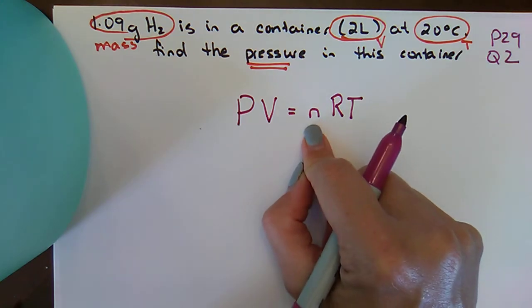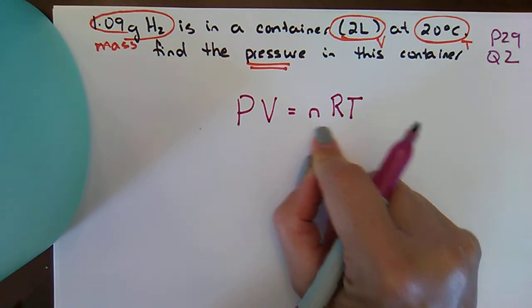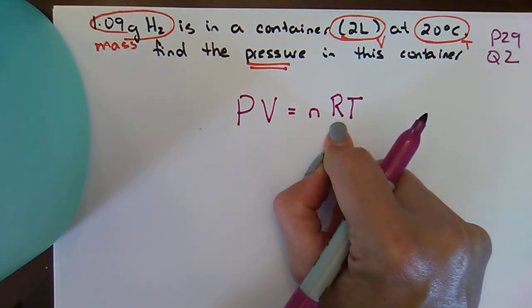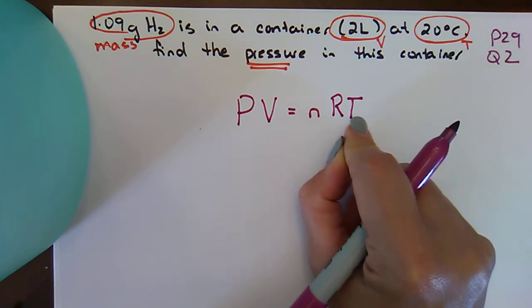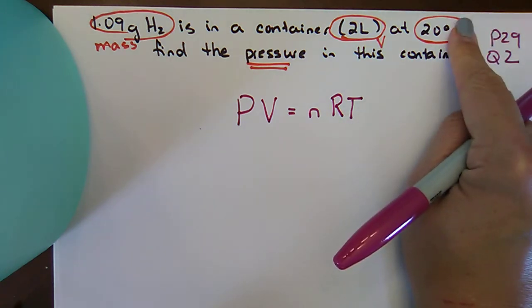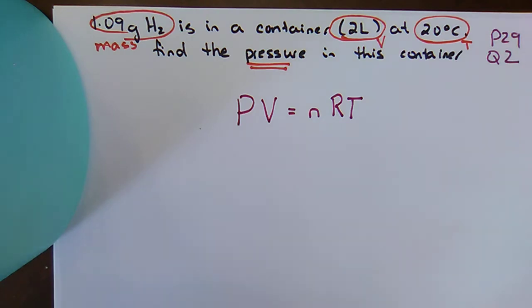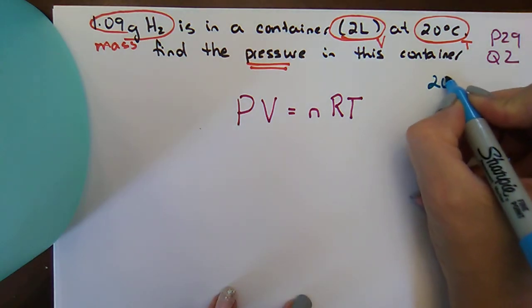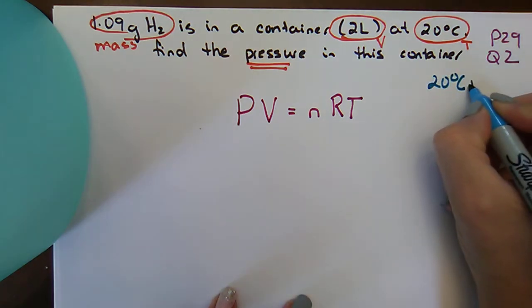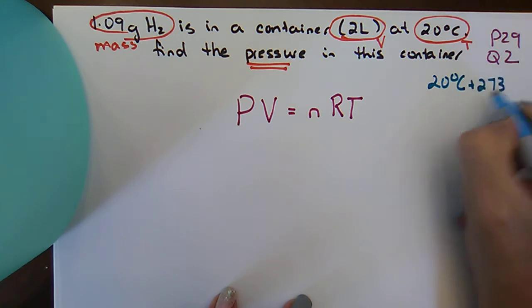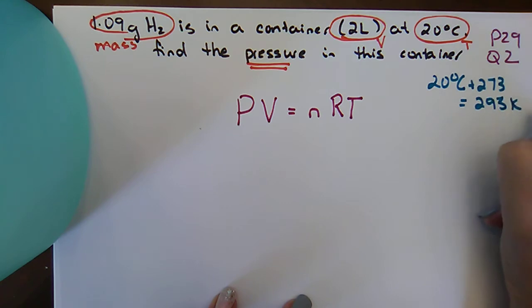We're going to need the number of moles, which we don't have yet. We're going to need a gas constant, and we're going to need a temperature. Now, we've been given temperature, but it's in the wrong format. We have 20 degrees Celsius. So to this, I'm going to add 273, and I'm going to get 293 kelvins as the value that I'm going to use for temperature. So this is going to be my temperature.